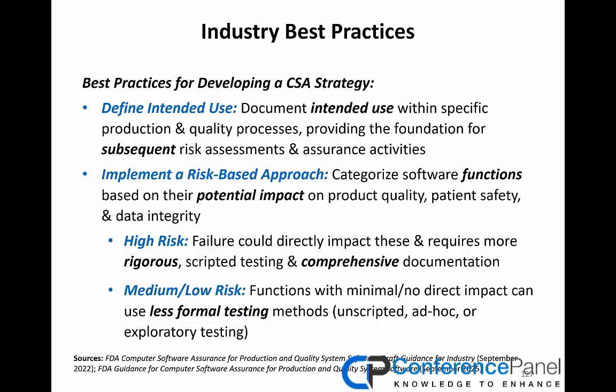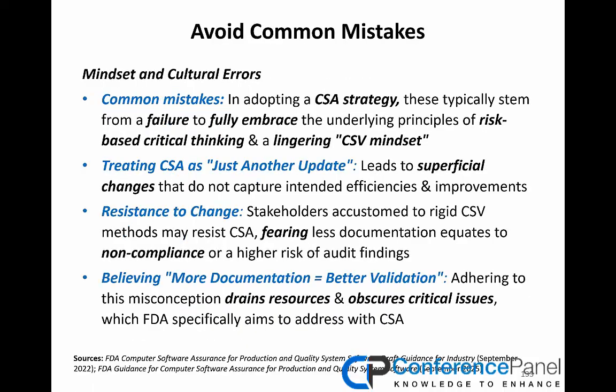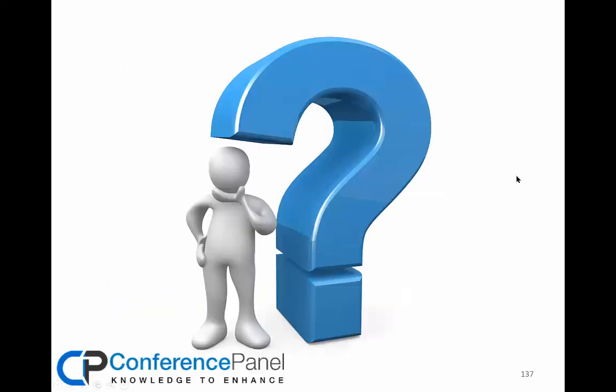So best practices for developing a CSA strategy: define the intended use, and document this within specific production and quality processes. Common mistakes in adopting CSA usually stem from failure to fully embrace the underlying principles of risk-based critical thinking and a lingering CSV mindset. So that concludes the presentation.